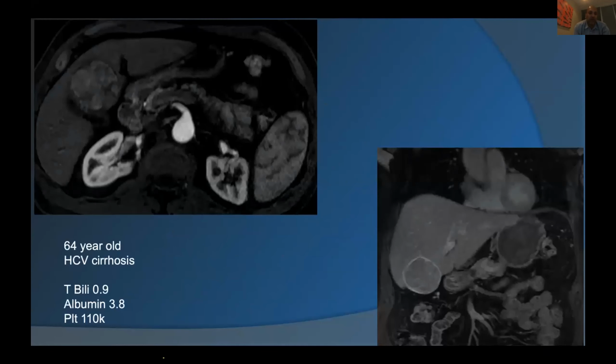And so this is a case where it's a 5-centimeter tumor abutting the gallbladder. You can see on the top left where it's kind of squishing it. So for us, it's too big and not in a great location for an ablation.